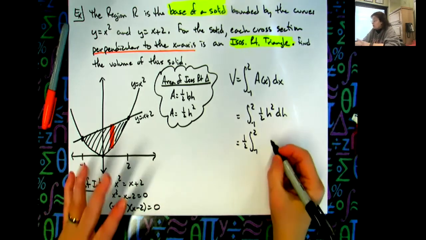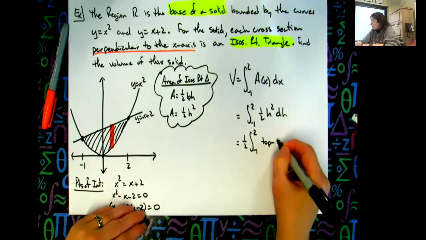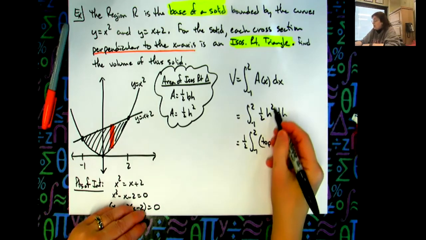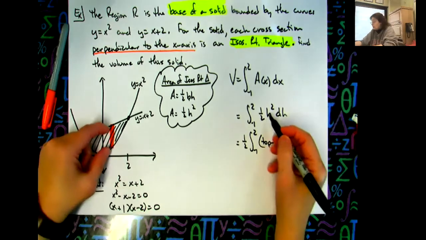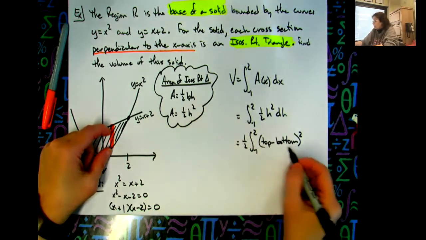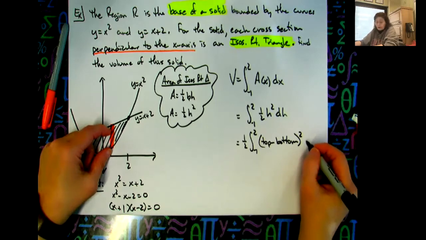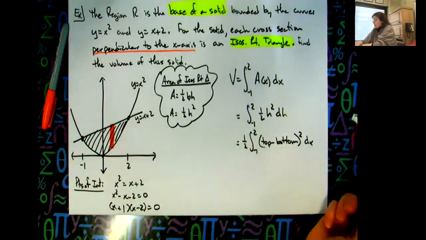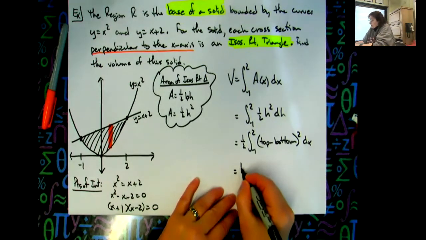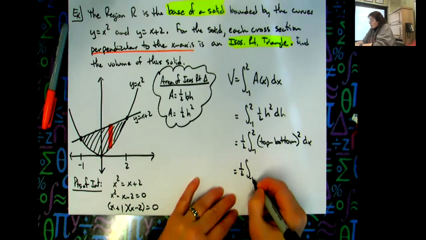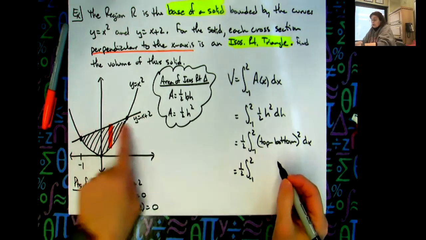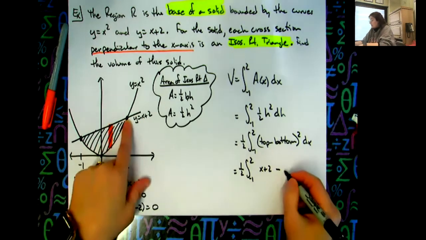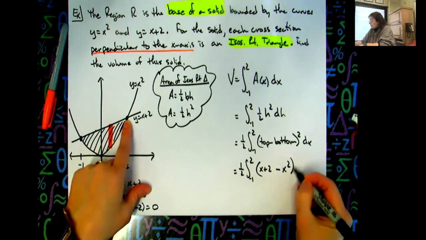I'm actually literally going to write top minus bottom, just so that we're following everything we're doing. Now I'm squaring it, because the height there needs to be squared because of what we did over here. So top minus bottom squared. I'm going to put this back in terms of x, because when I find top minus bottom, it's going to be in terms of x. So my 1/2 is still here, -1 to 2. My top curve was the x plus 2 minus the bottom curve, which is the x squared. That whole thing has got to be squared.